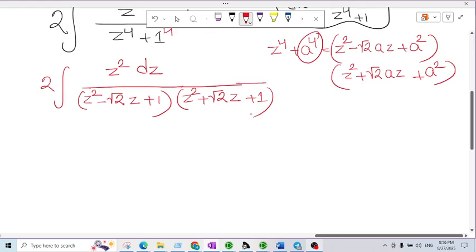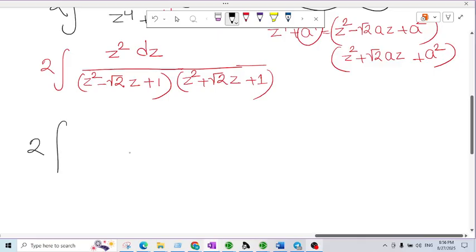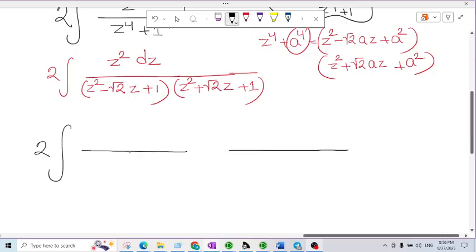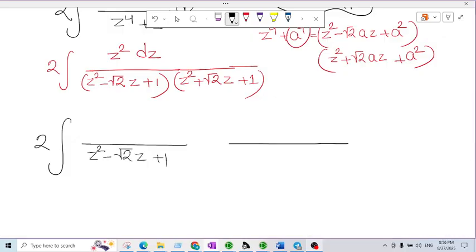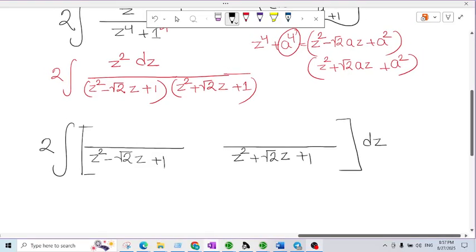Well, now this is a rational function, and I have to decompose this into two terms. I will write this as the sum of two terms. The first term's denominator will be z square minus root over 2 z plus 1, and here I have to write the second denominator. Well, and let's write here dz. Well, now you can find the numerator.